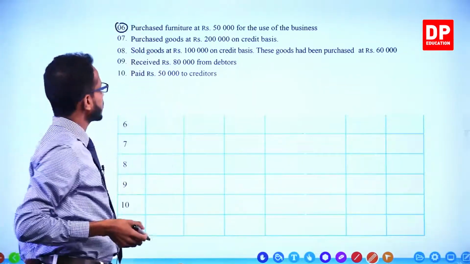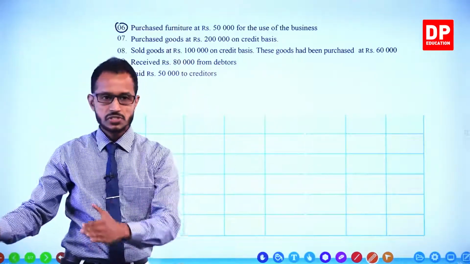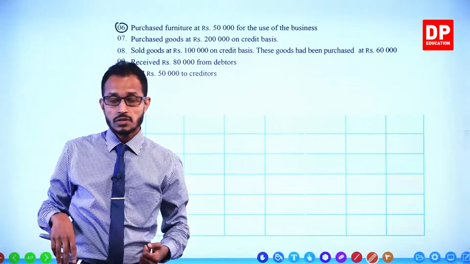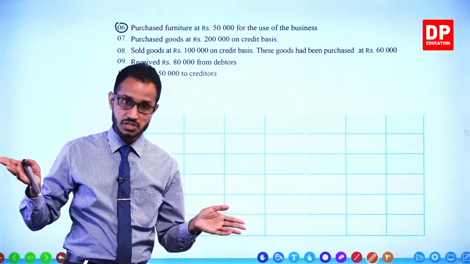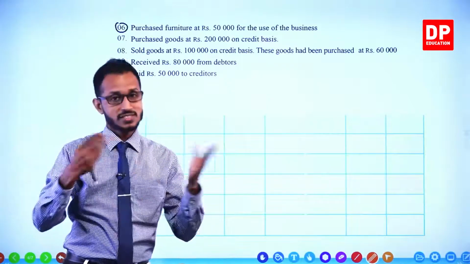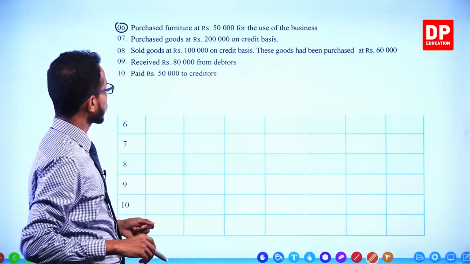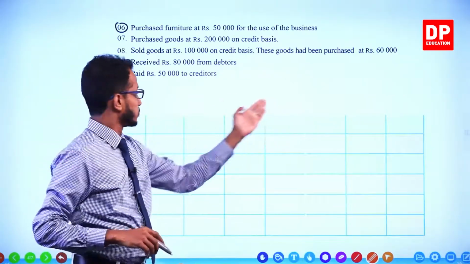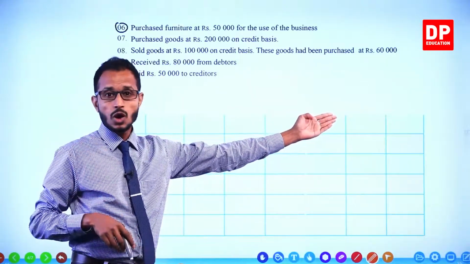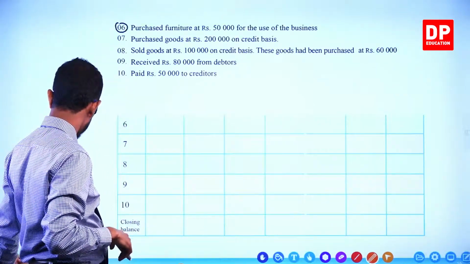Sixth one, purchase furniture 50,000 for the use of the business. Purchasing furniture means furniture comes into the business, and cash goes out because we have to pay for the furniture. It's not Santa Claus who brings the furniture to the business. We have to pay and purchase the furniture. Children, we have a difficulty here. We don't have the column headers. Let's put the column headers.